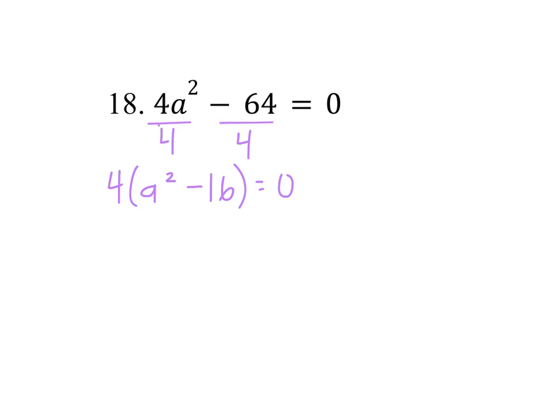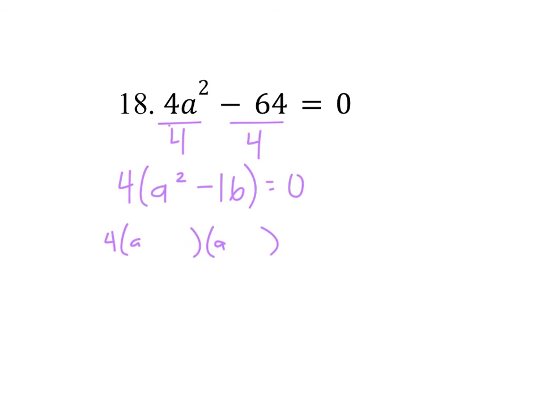we're really just looking at what's the square root of a squared. That would be a. And then what's the square root of 16? A positive 4 and a negative 4. If I FOIL this back out, you should end up getting these a values in the middle to cancel out. A positive 4a, a negative 4a, those cancel out. So this is difference of squares.